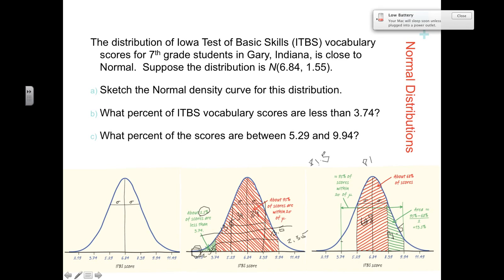So we'll say about 81.5%, okay? So what I did is I took the 68% here and I added the 13.5 to it. So I know it had to have been less than 95 because 95 would have been that whole area there.